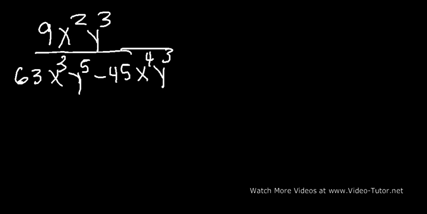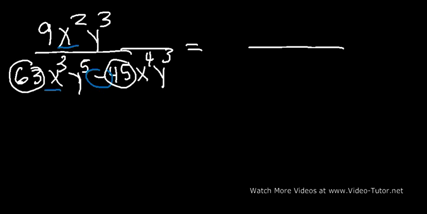Now, since I have two terms in the bottom, what I need to do is factor. Because we have a subtraction sign right now, you can't cancel these x variables. You just can't do that yet. So between 63 and 45, what is the GCF? What number goes into 63 and 45? 63 divided by 9 is 7, and 45 divided by 9 is 5. So we can take out a 9.